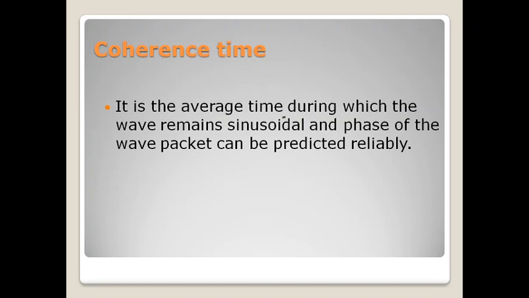Coherence time is the average time during which the wave remains sinusoidal and the phase of the wave packet can be predicted reliably. So as we know, as a wave propagates to a further distance, its properties may change because it might get damped and so on. So its phase will shift and many other small perturbations can happen to this wave. So coherence time is the time up to which this wave could remain sinusoidal and its phase can be predicted.